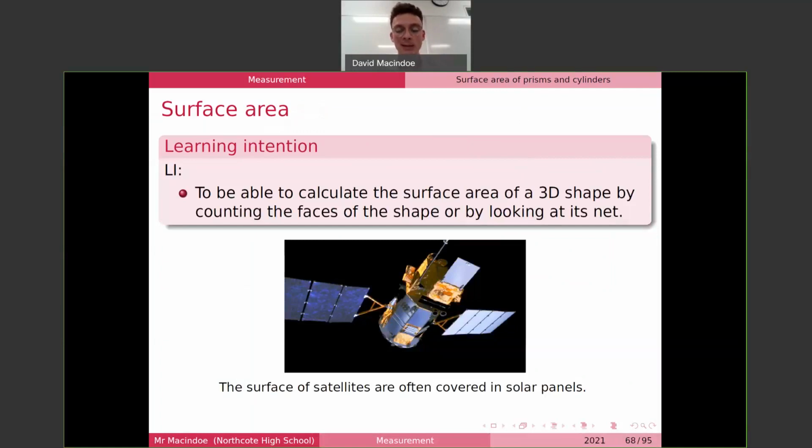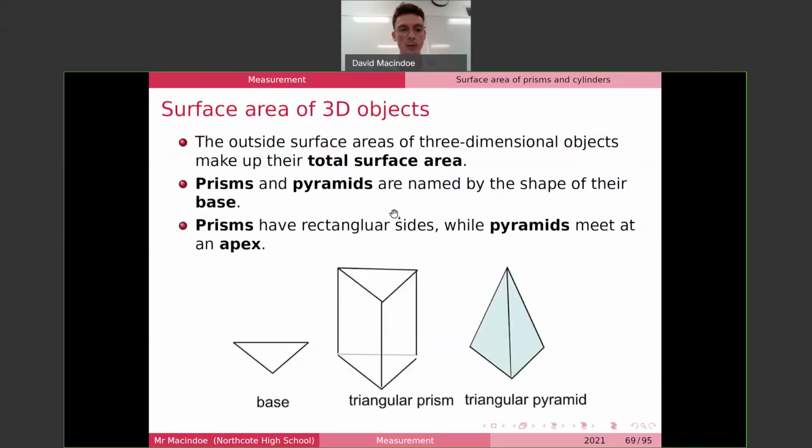The reason we're interested in this is things like, if you think about a satellite up in space, the only way to power it is with solar panels. So we want to know how much outside area our satellite has so that we know how many solar panels will be able to fit on it. A good way to do this is by looking at its net. An alternative way is by looking at the faces of the shape. So I'll show you what I mean in just a moment.